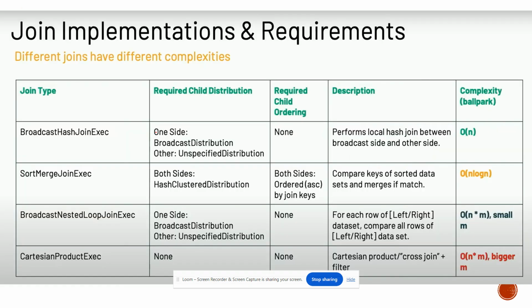If we look at the execution time complexity, broadcast hash join takes around O(n). Sort merge join takes around O(n log n). Broadcast nested loop join takes around O(n times m), and this is the worst. The Cartesian product is also the worst, and it takes nearly O(n times m), and this would cause out of memory issue. I will explain this more in the Databricks notebook. So let's jump to the notebook.